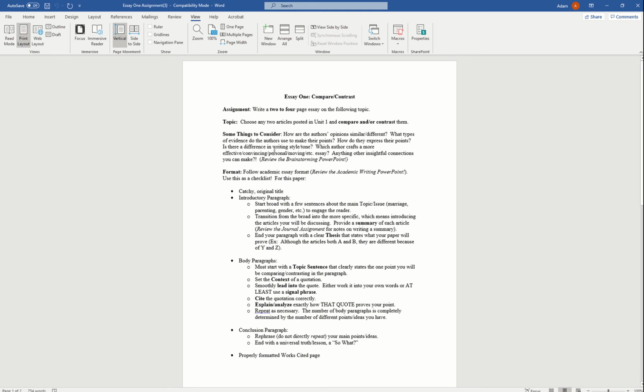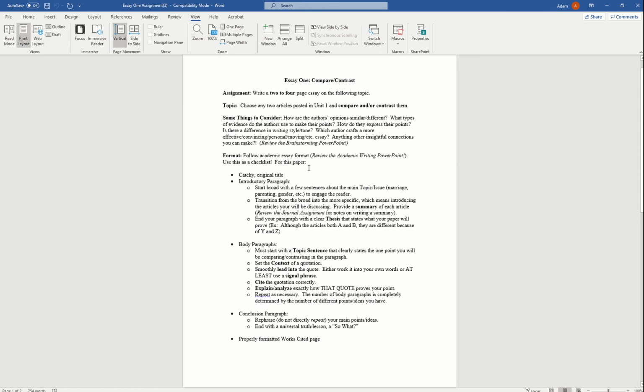So was it more personal? They were both personal. Was it moving? I don't know, but I guess these are all opinion words. So if I just have an opinion about the articles that I can compare, that would work. I thought one was funnier than the other, or one was sadder than the other, or one was funny and one was not funny. So any adjective I can come up with. And then any other insightful connections you can make. I don't know, they have to be insightful. Okay, so I need to review the brainstorming PowerPoint.